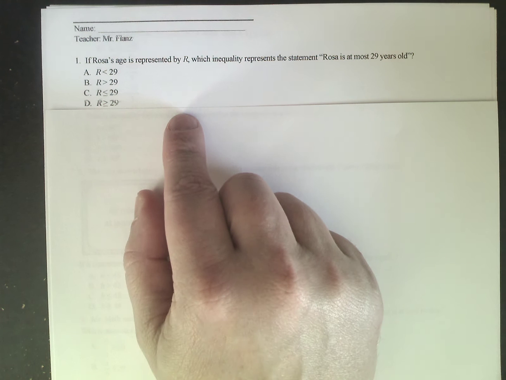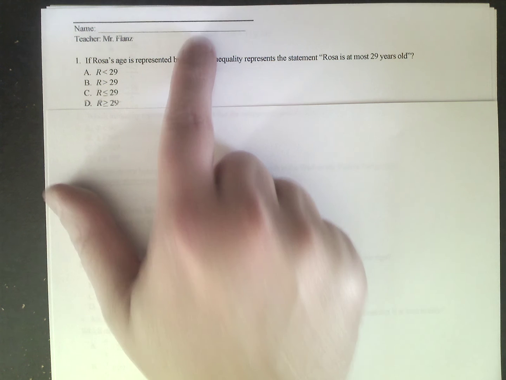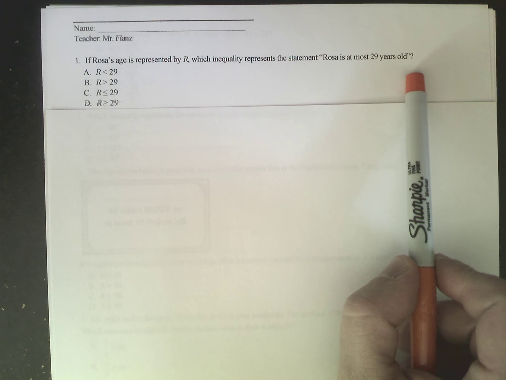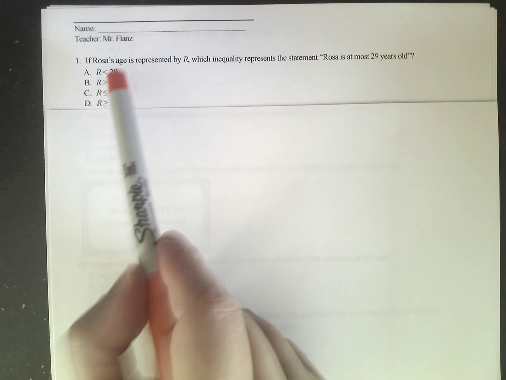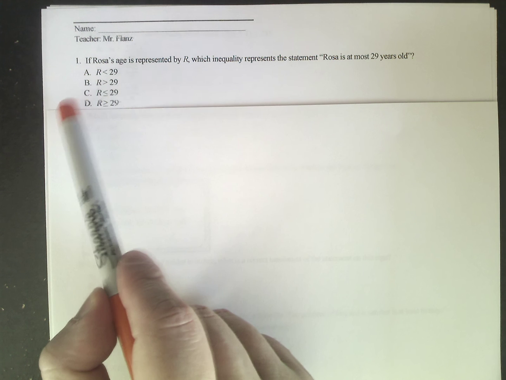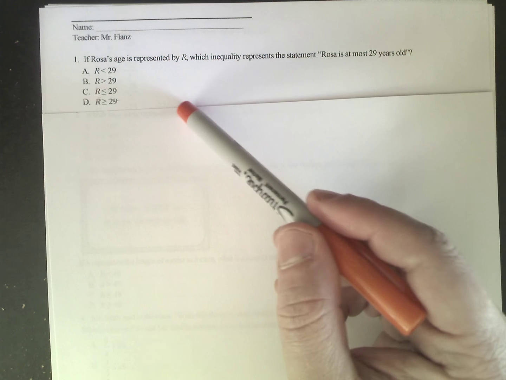Question 1. If Rosa's age is represented by R, which inequality represents the statement Rosa is at most 29 years old? Is it A, R is less than 29? B, R is greater than 29? C, R is less than or equal to 29? Or D, R is greater than or equal to 29? Next question.